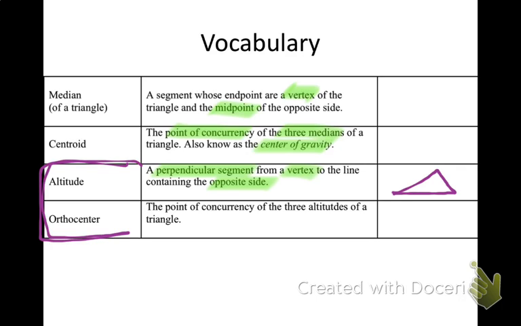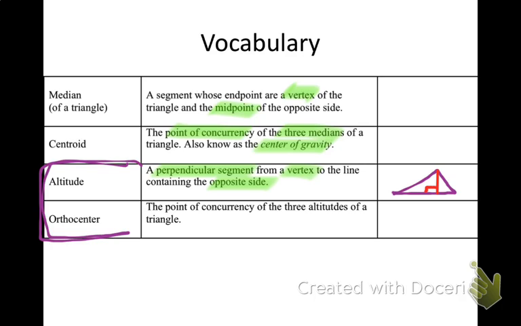So if I have that triangle right there, that red line would be my altitude. Okay, that is the altitude right there of that triangle. And again, it's an altitude because it's a perpendicular segment to the other side. So it goes from one vertex to the other side, perpendicular segment.